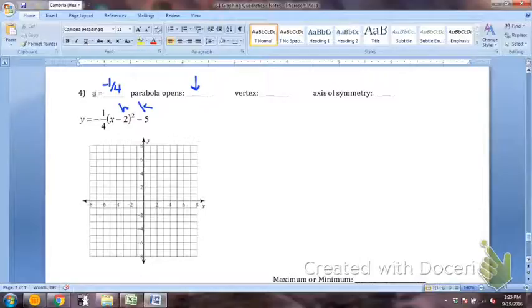Quentin, what is my vertex here? 2, -5. Oops, I wrote -2. 2, -5. What's my axis of symmetry? What have I not called on? Paula, what's my axis of symmetry? Just 2? Did you write just 2 in your box? There we go. X equals 2. Kyle, does this have a minimum or a maximum? Maximum. 2, negative 5.